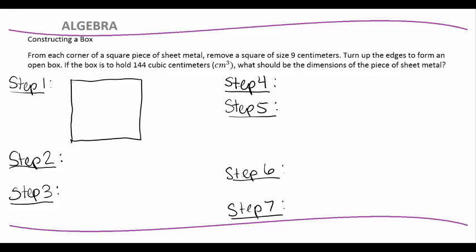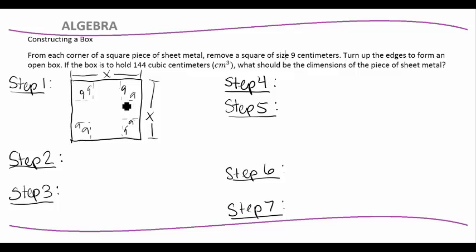Step 1, draw and label a picture if necessary. So we already have our piece of sheet metal. Now let's cut out our 9 centimeter squares on each corner. So these are 9 by 9. And let's label the entire length of this piece of sheet metal as X. And since it's a square, each side will be X.